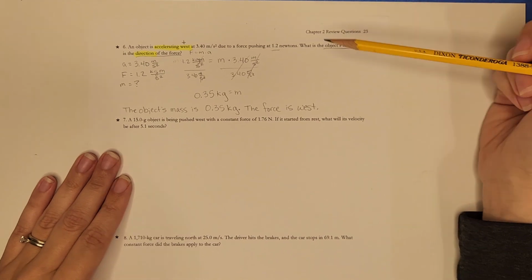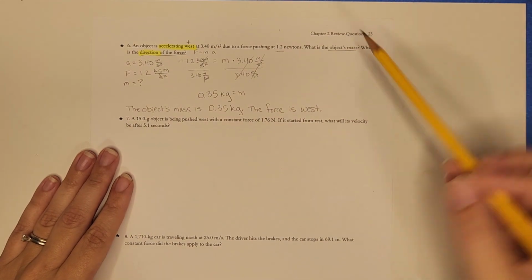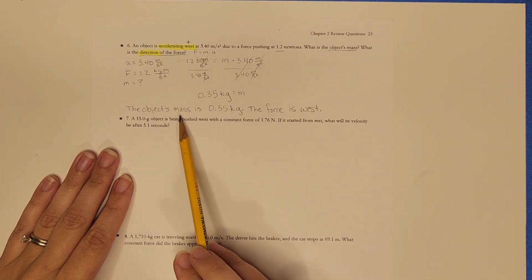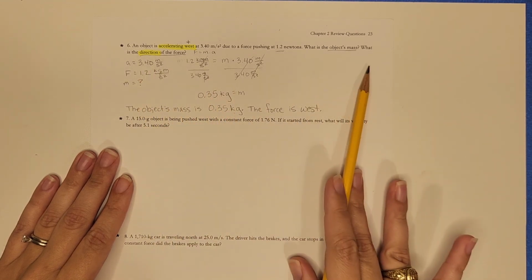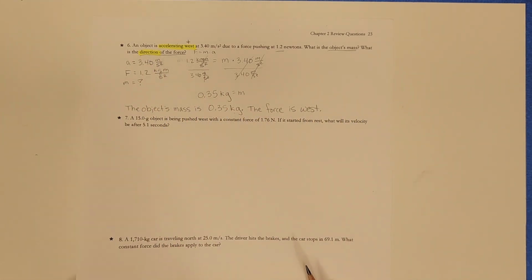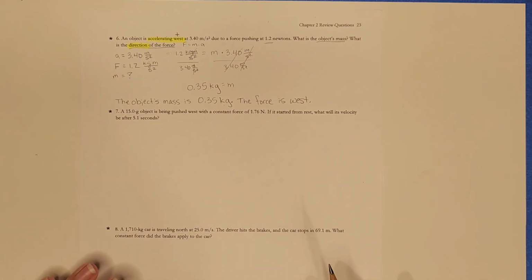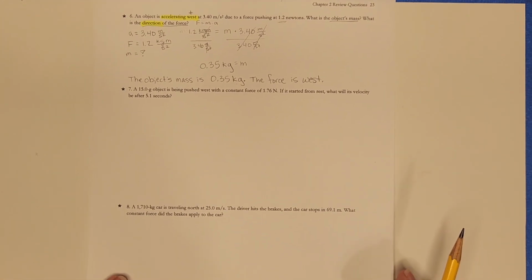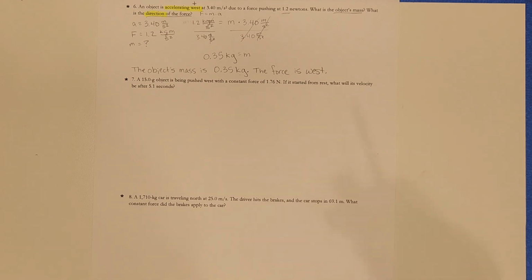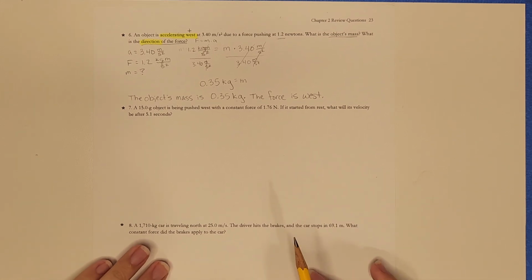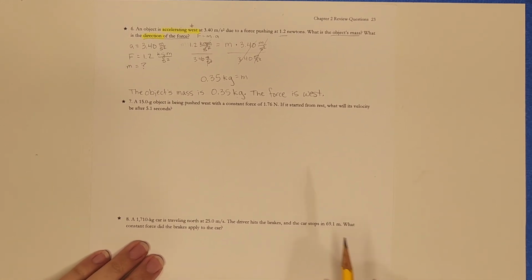Finally, I'm going to check and make sure I answered the question being asked. I had two questions. What is the object's mass? The object's mass is 0.35 kilograms. Kilograms is a mass unit. And what is the direction of the force? The force is west. Not following instructions, not reading the entire question and answering everything that's being asked for, is my number one mistake students make that loses them points, especially the really smart students who think they understand everything great, and they do understand everything great, but then they get so fast and forget to actually read the question and answer what's being asked for.